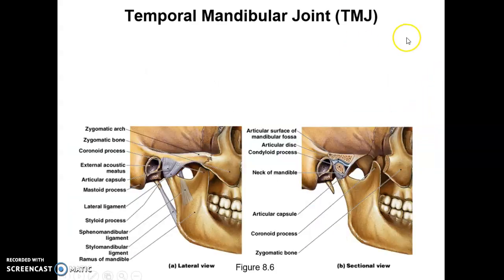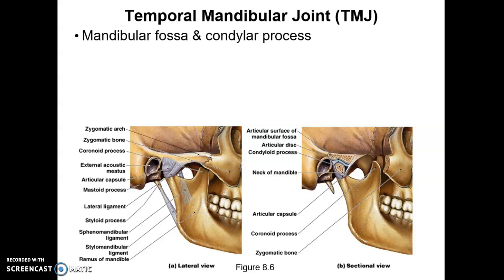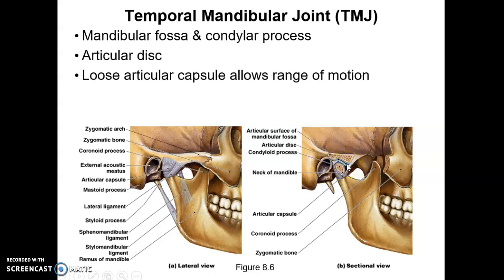Okay, let's move into the TMJ joint, temporal mandibular joint in the skull. The mandibular fossa, of which bone? Right in here, temporal bone. And then the condylar process of which bone? Mandible. There's an articular disc in there, helps cushion the joint.